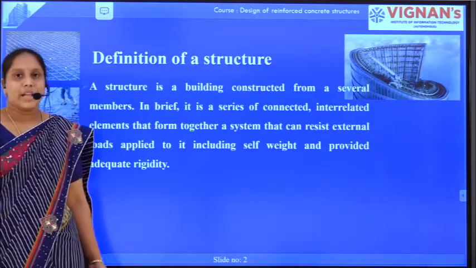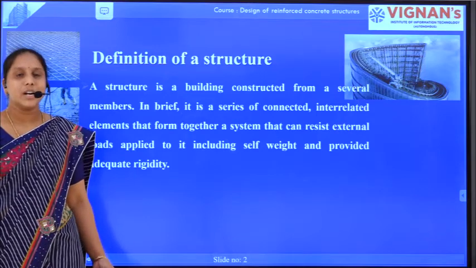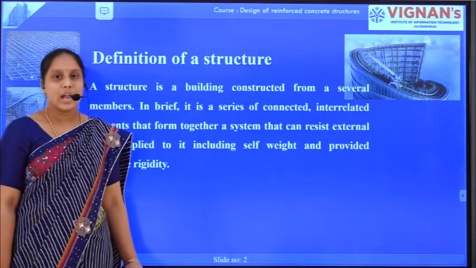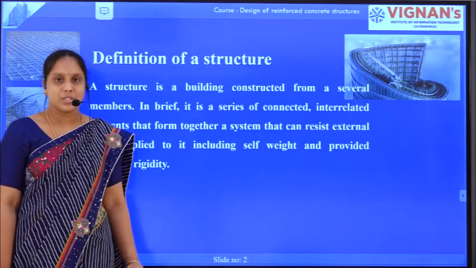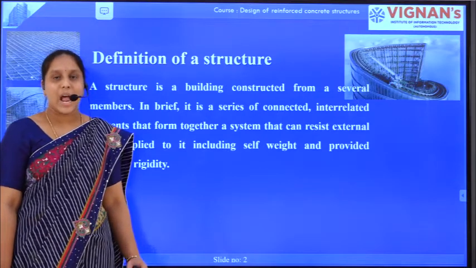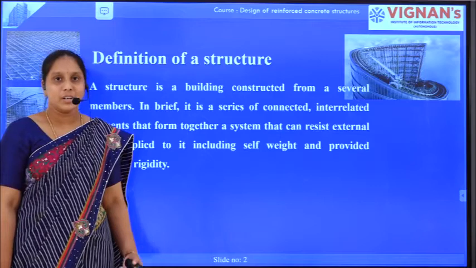So a structure is a building which is constructed of several members. All these members are connected together to form a system which can resist all the loads which are acting on it and which can provide sufficient rigidity.